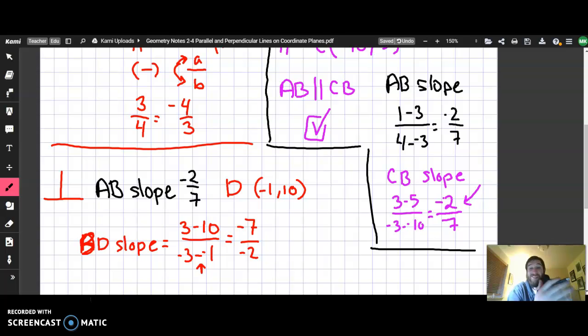So far, so good. I see a 7 on top and a 2 on bottom, but we need it to be positive. A negative divided by a negative totally gets you a positive. So yes, this example was intentionally planned to model getting to a perpendicular slope because it is the reciprocal, the 7 on top and the 2 on bottom, and the opposite, the sign is changed. From it being negative, it is positive.